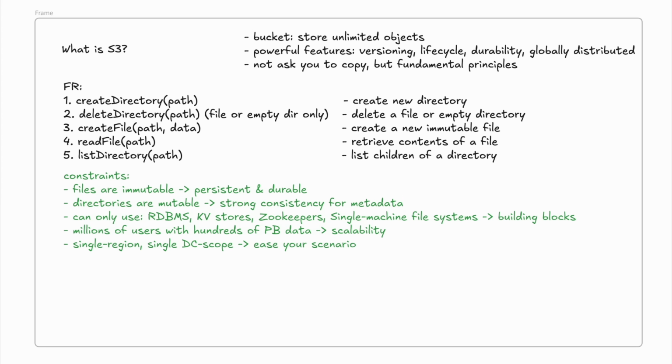Instead, we're working with building blocks like RDBMS, like PostgreSQL, for consistent relational metadata, KV stores like Redis or RocksDB for fast access to indexed metadata, Zookeeper for distributed coordination, leader election, and locks, local file systems like ext4 or XFS for raw data storage on each node. This forces us to reason about reliability, scaling, and consistency ourselves. It's hard, but it's where the learning is.